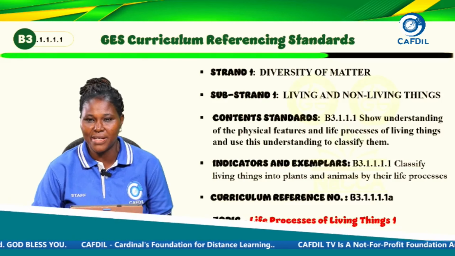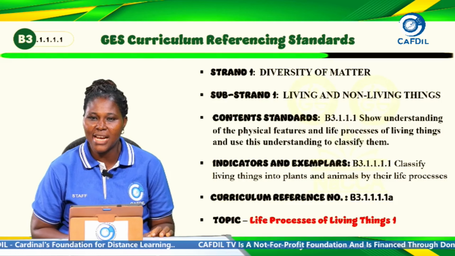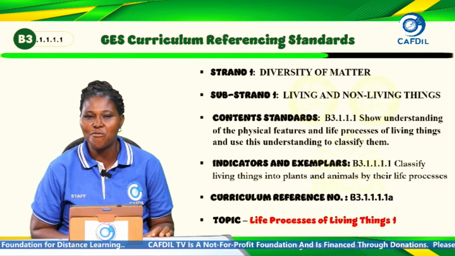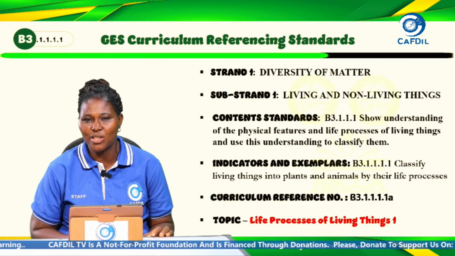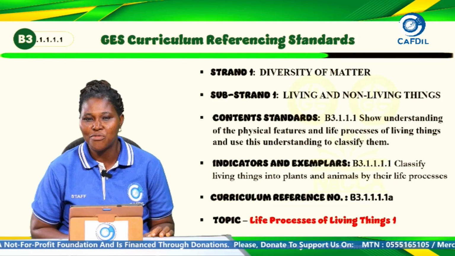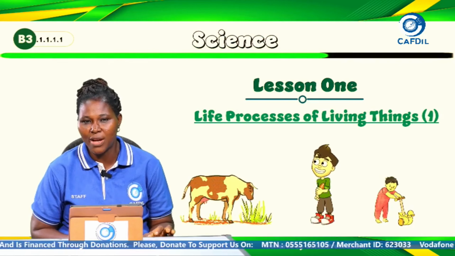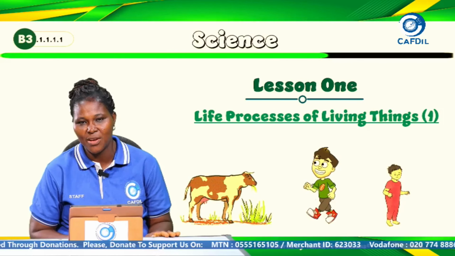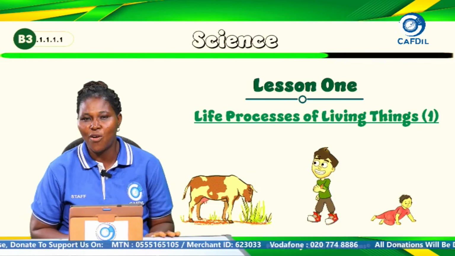Indicators and exemplars. Classify living things into plants and animals by their life process. Now, this is lesson 1. Life processes of living things.